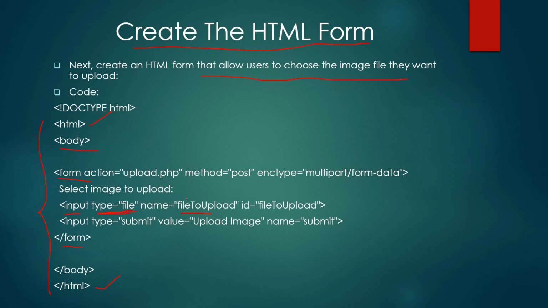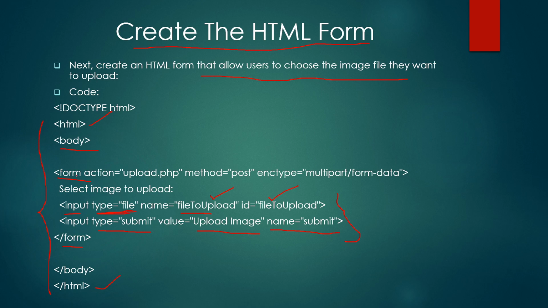Okay, so here I have given file to upload. You can give any name, it doesn't matter. And you can give an ID, any ID. Both of them can be the same, even they can be different, but I have given the same name to avoid confusion. Next, I have made a button. Type is equal to submit means I have created a submit button. The value is upload image, which means on the button I have written upload image, and I have given a name to this button. This is what it is, only two things inside the form tag.